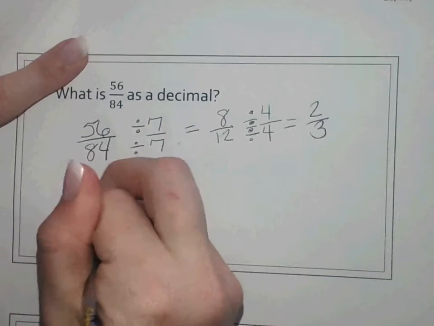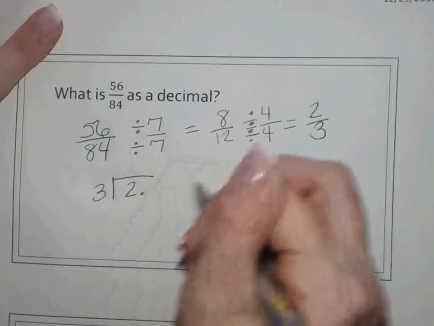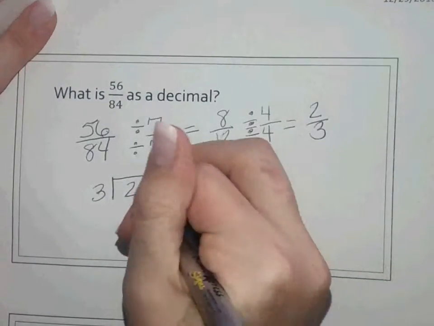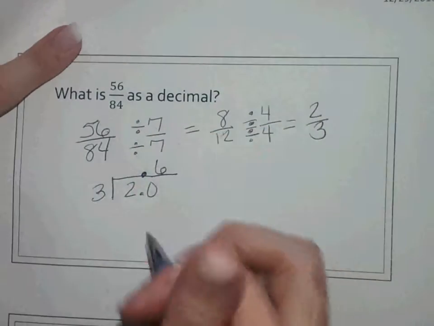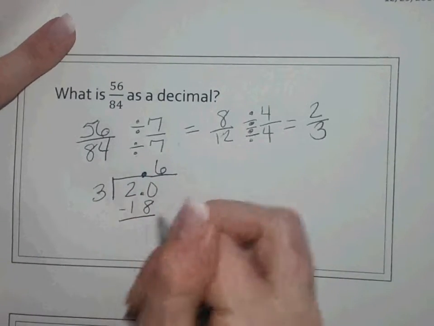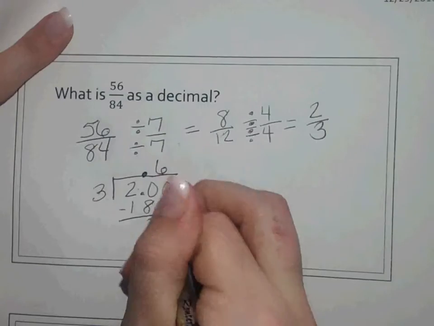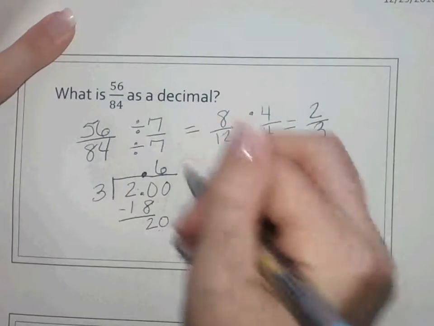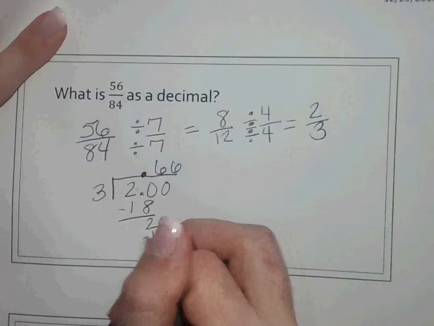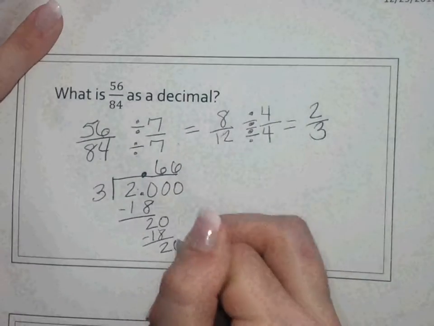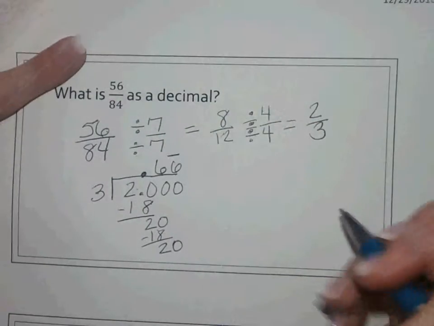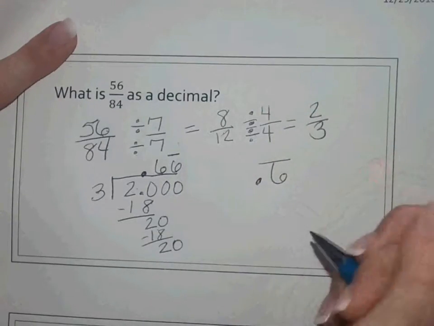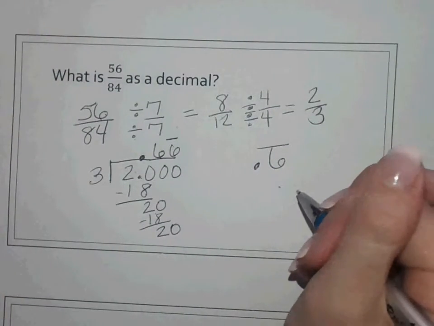The easiest way to do this, you can go through and divide. 3 cannot go into 2, so I'll put a decimal and add a 0. Make sure to bring the decimal straight up. 3 goes into 20 6 times, and I get 18. 20 minus 18 is 2. Add another 0. 3 goes into 20 6 times, 18, get a 2. Add another 0. You see a pattern here? I'm going to get the same thing every time. So I can write it as 0.6 repeating, or I can write it as 0.66. But just 0.6 repeating is fine.